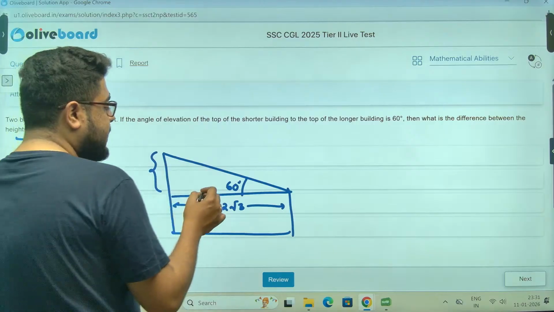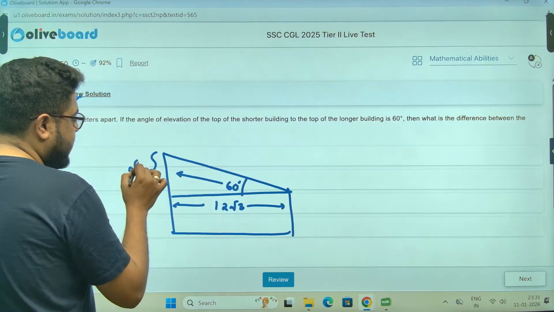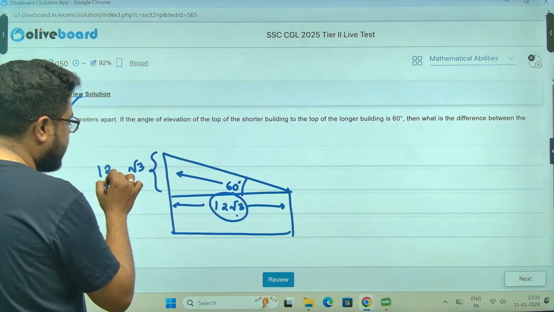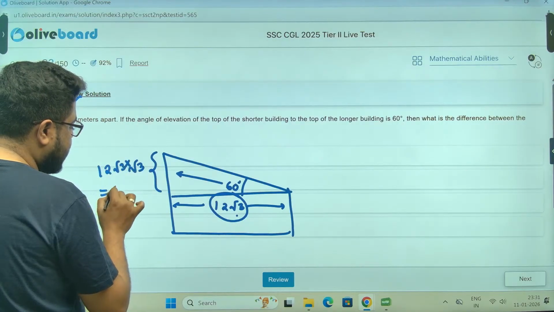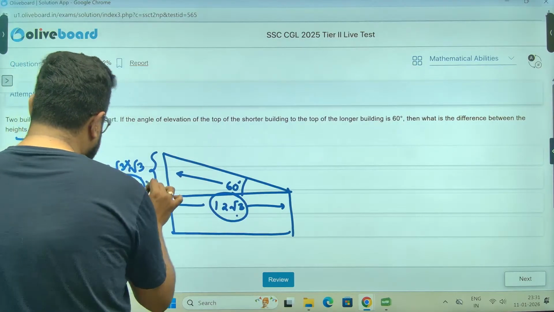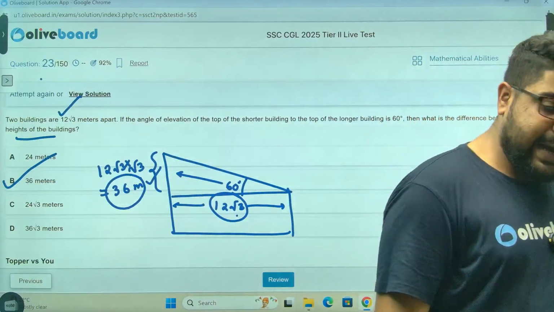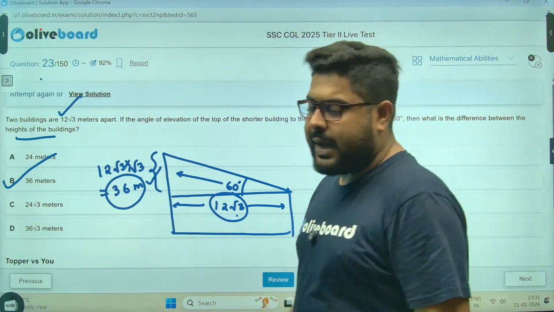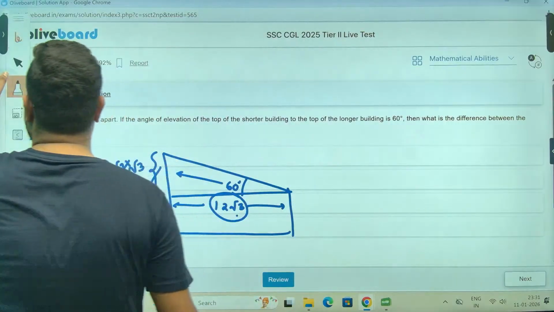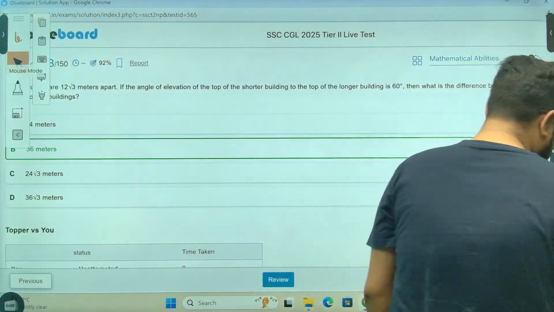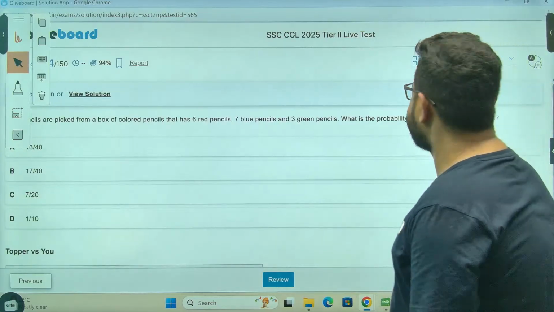Sir, this is very simple. 60 opposite is √3 units up, and this is 1 unit. 1 unit is this, so √3 units will be 12 into 3, 36 meters will be the answer. It was a single liner question. Option B, one line you will take to find the answer. Not more than that, sir. Clear, everyone? You see, not very difficult at all.